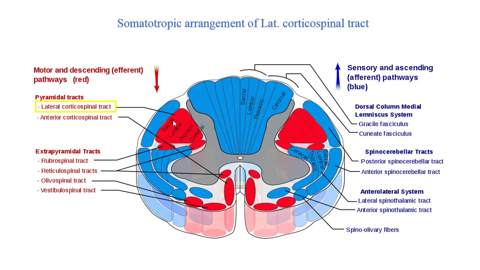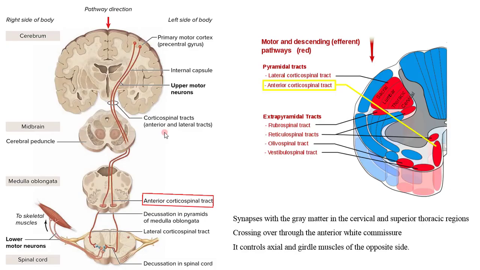Let's now go back to the lower medulla and see what happens to the small amount of fibers which do not decussate. You can see in the image that they travel caudally in the anterior funiculus to form the anterior corticospinal tract.